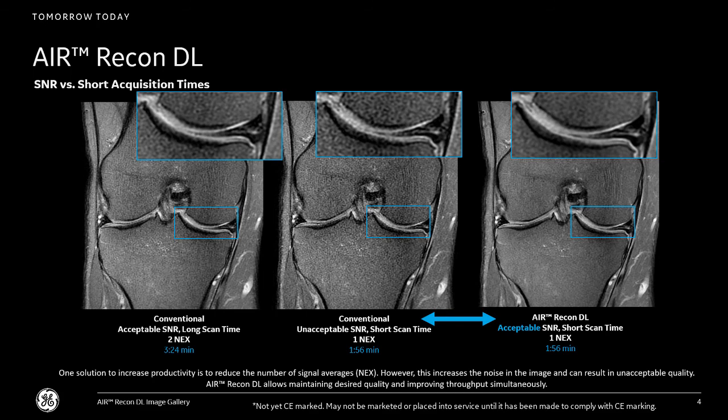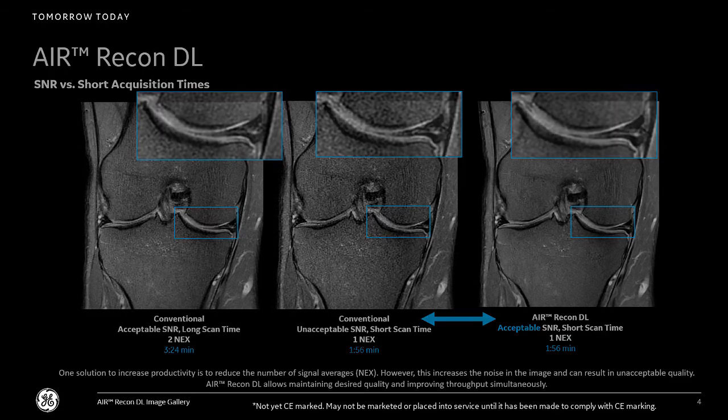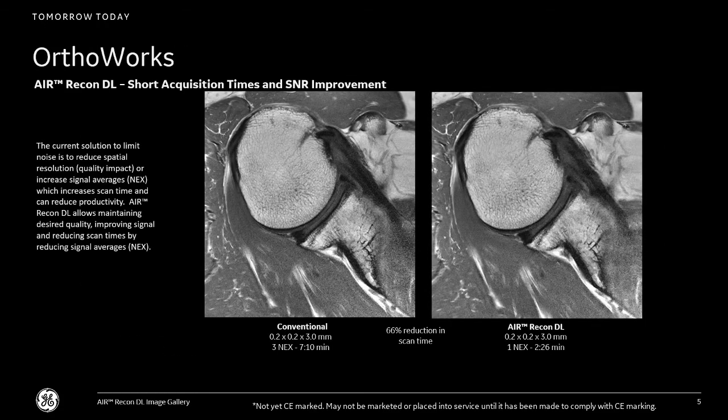Yeah, I think the number one parameter a lot of people tend to change is the NEX to reduce the scan time. Unfortunately, that does come at a cost. It always increases the noise in the image, but AIR Recon DL can really help a lot with that. Here's an example keeping the exact same resolution.